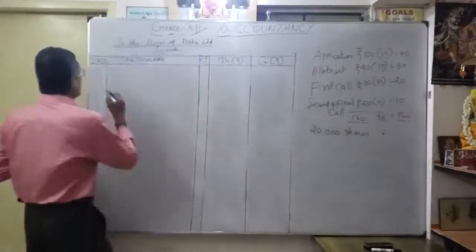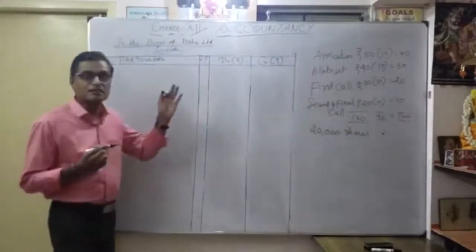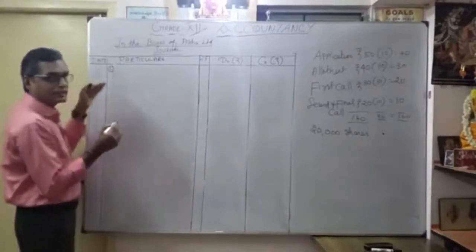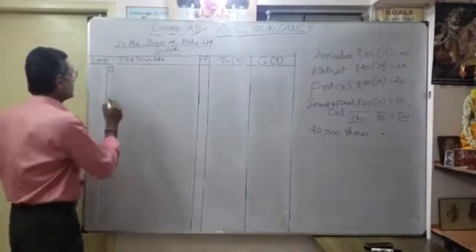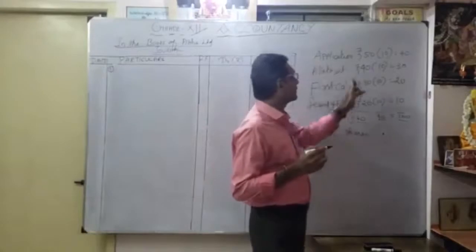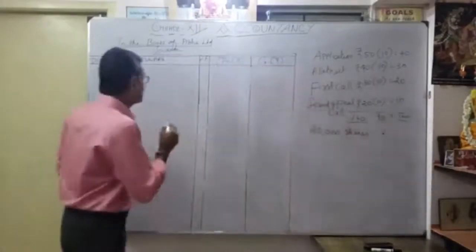What is first one? As a date here, they have not mentioned any date. So I put it here just one, because running number, how many entries are going to write. So as you know, application received, how many? 20,000 into 50 rupees. Okay, so how much? How we are going to write?